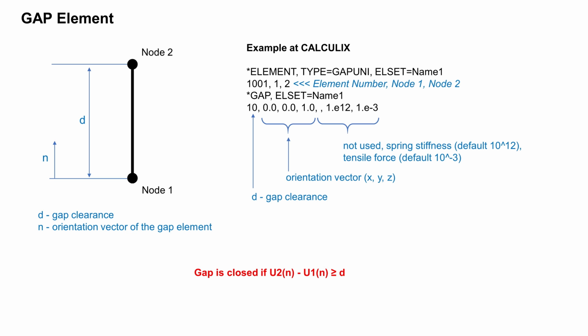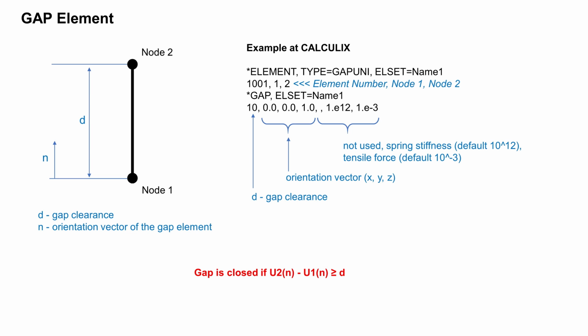Here you can see the definition of a gap element in CalculiX. It is very similar to how it is done in Abaqus. The first line is asterisk ELEMENT, TYPE, and ELSET with, for example, the name 1. The second line is the element number, for example 1001, and between node 1 and node 2.